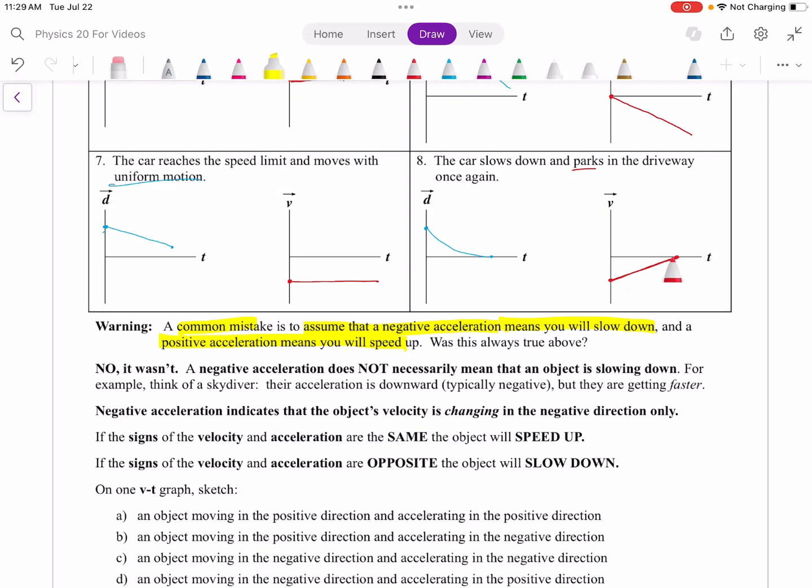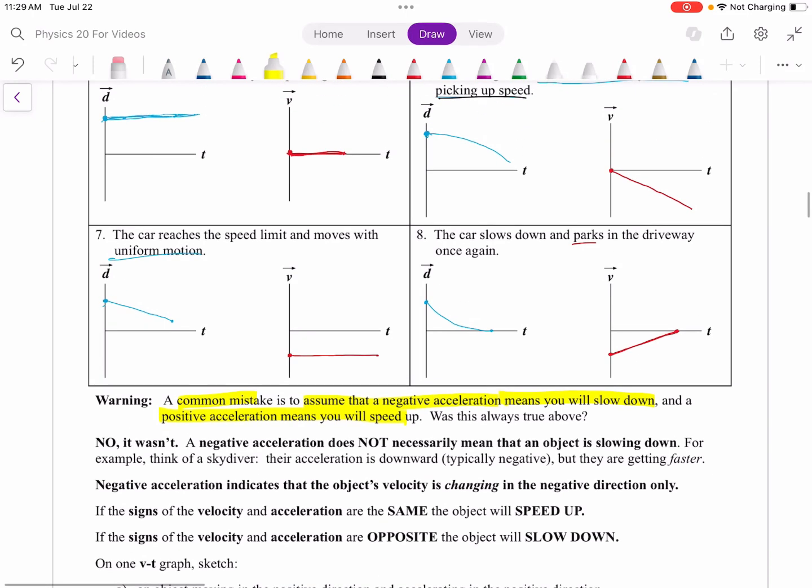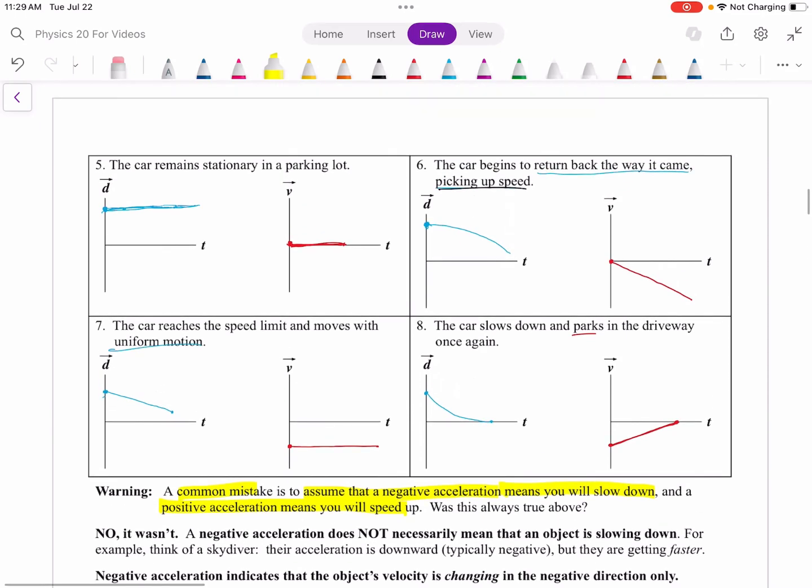This is a positive slope, and the slope of a VT graph is acceleration, right? Positive slope, positive acceleration, but it's getting slower and slower. Why? Because it had a negative velocity. So a positive acceleration is kind of working against that, bringing it towards zero, right? Or here, this is a negative slope. So a negative acceleration, and it's getting faster and faster, right?